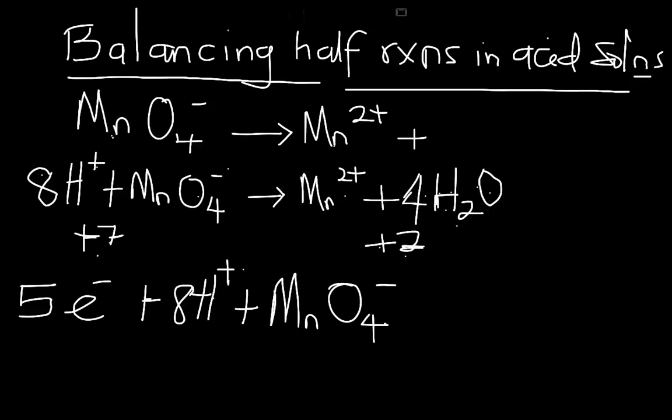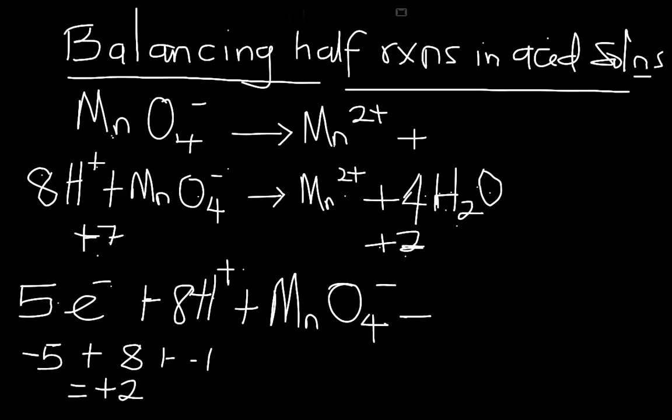Now if we calculate, here we have 5 negative. So we'll have 5 minus 5 plus 8, so we have 8 positive here, plus -1. That will give us +2 on this side.